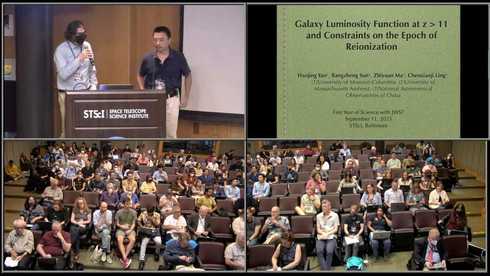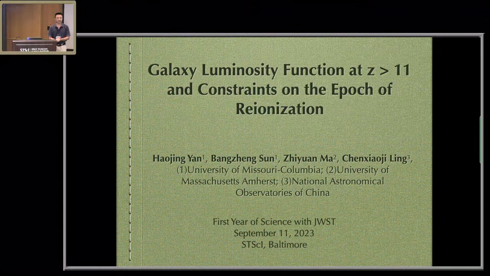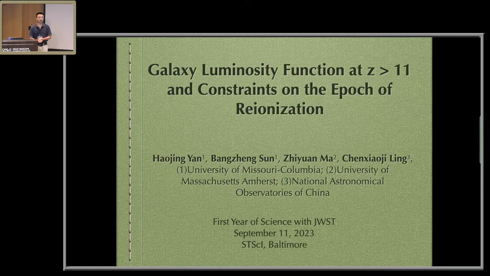Okay, thank you. I'm Haojing Yan from University of Missouri, Columbia. Last year, when we first published our work on very high redshift, meaning redshift larger than 11, things in SMACS 0723, we were pretty badly smashed. But in any case, a year on, people are comfortable talking about z larger than 11, which is what we are here today talking about. This is work that I have been doing with some of my current and previous graduate students.